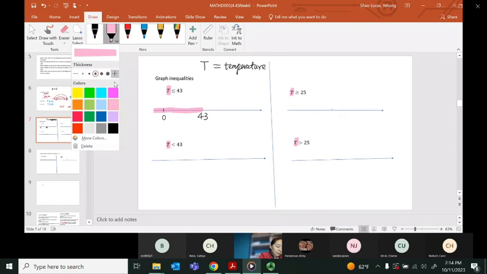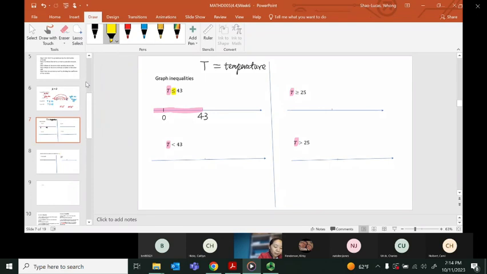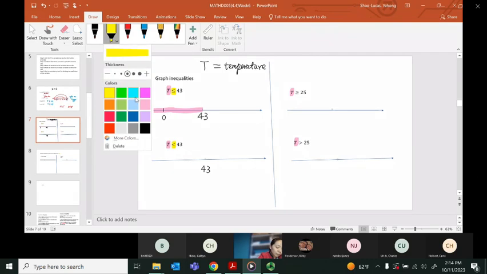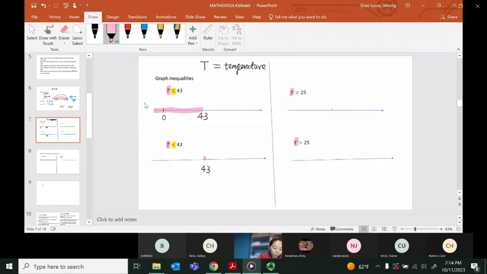Okay, so what about the case that T is less than 43? Well, the only difference is one has an equal sign and the other doesn't. So we need a way to tell people there's a difference. In the top case, the temperature can reach 43. In the bottom, it cannot reach 43 because I don't have an equal sign there. Still, we're going to highlight the numbers because it's still less than. So we start from 43 and go left. My picture is a little off, let me try to do it again.